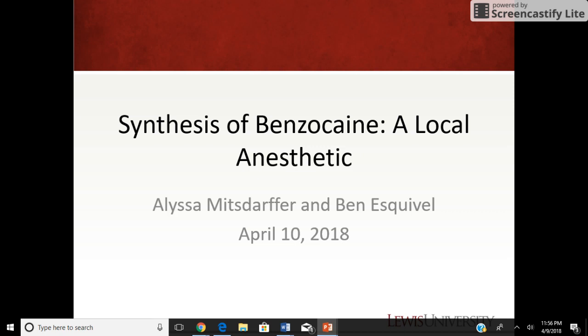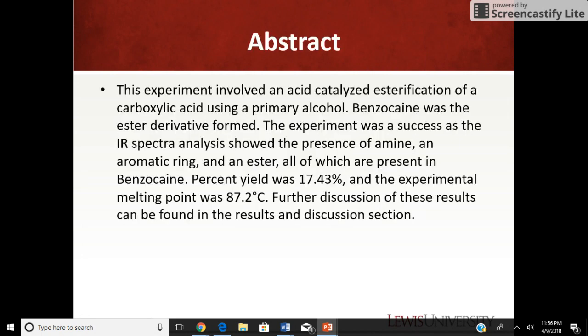Okay, so for this experiment, benzocaine was synthesized and it was completed by myself, Alyssa Midstarfer, and my partner, Ben Esquivel. I'm not going to read the abstract word for word, but basically benzocaine was the ester derivative that was formed. This was found through IR spectra analysis, and then the percent yield was found to be 17.43%. And the melting point was 87.2, and I'll get to why these values were slightly off of the true values a little bit later.